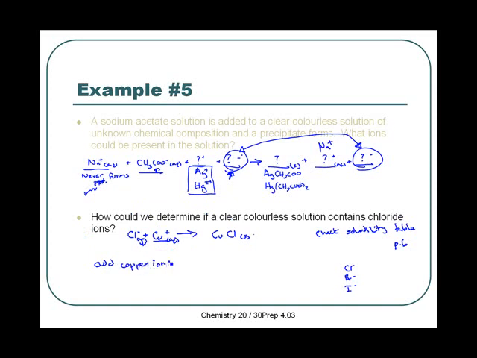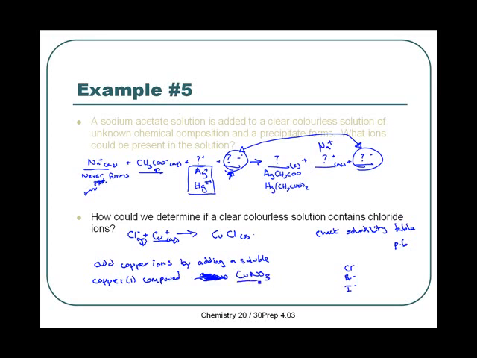Now, we can't add an ion by itself because ions don't exist in solids. So to add the copper ions, we'd have to add a soluble copper 1 compound, such as, and my favorite is, copper nitrate.